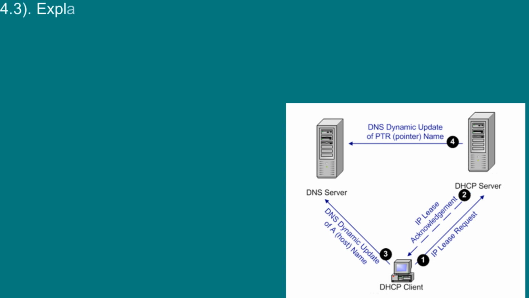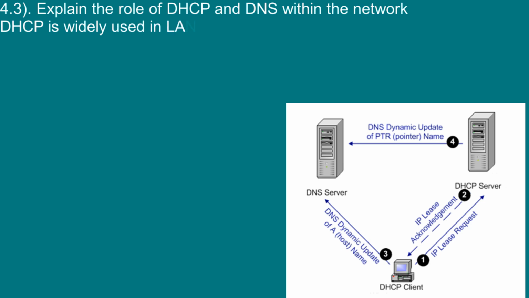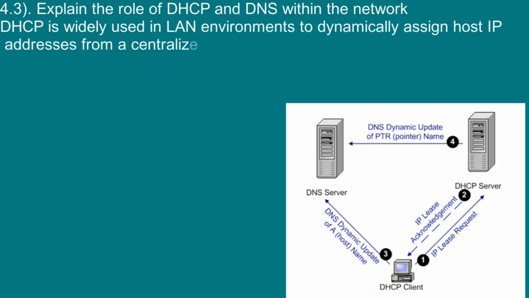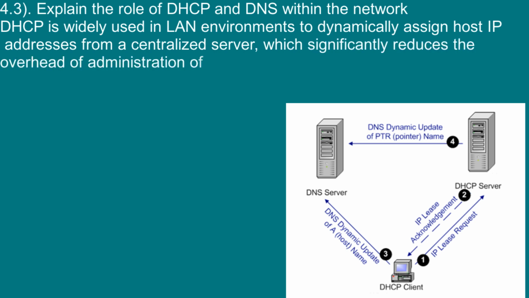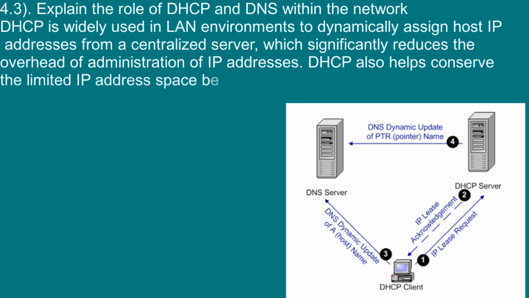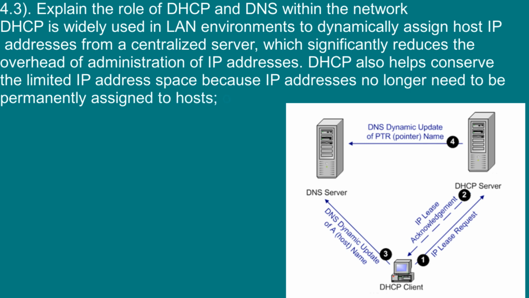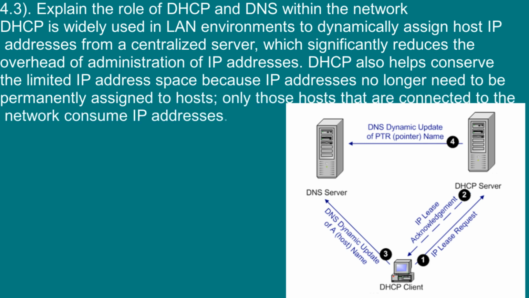4.3. Explain the role of DHCP and DNS within the network. DHCP is widely used in LAN environments to dynamically assign host IP addresses from a centralized server, which significantly reduces the overhead of administration of IP addresses. DHCP also helps conserve the limited IP address space because IP addresses no longer need to be permanently assigned to hosts. Only those hosts that are connected to the network consume IP addresses.